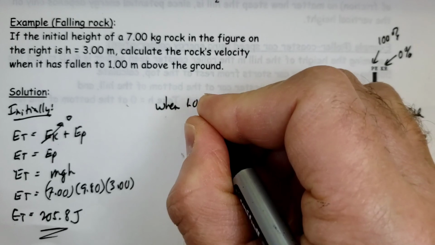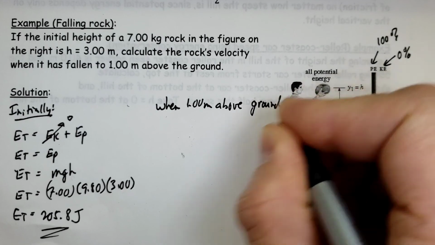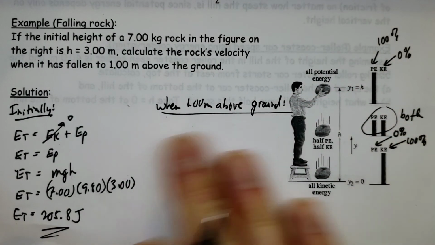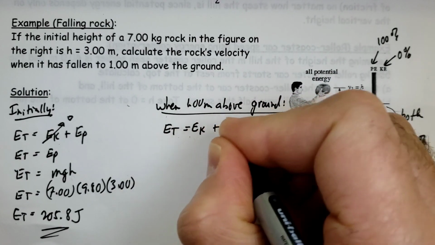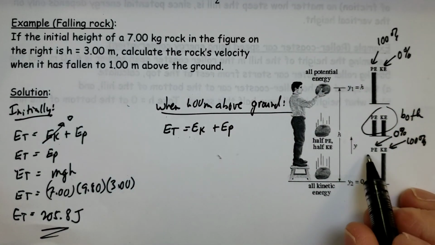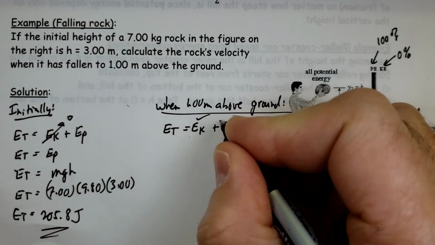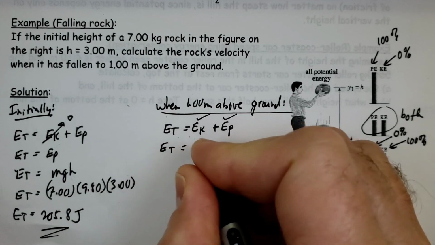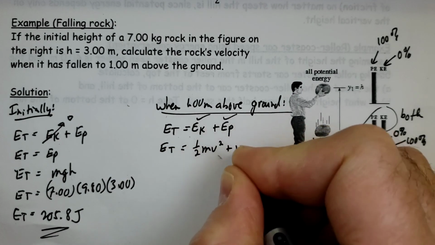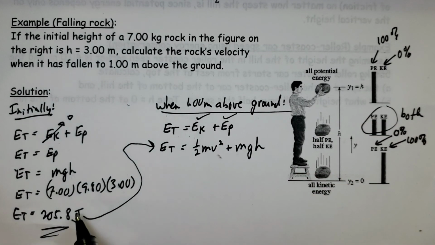So then we can look at when it's 1.00 meters above the ground, again, use the same relationship. Now this time, 1 meter above the ground, yes, so it's in between these two extremes, at the very top or at the very bottom. So I will have this and I will have this. And so I can break that down into ET equals 1/2 mv squared plus mgh. Now, of course, the total energy, wherever it is, is 205.8.